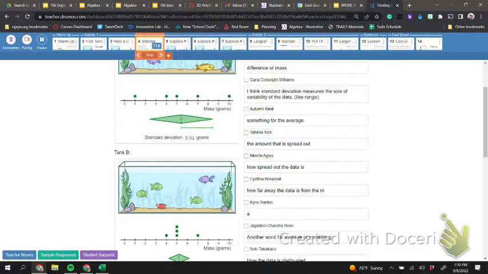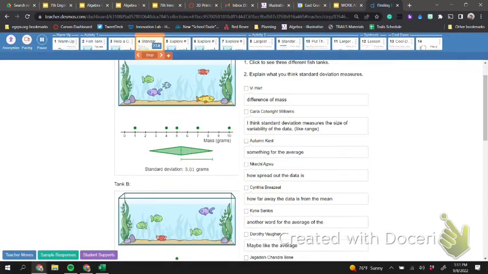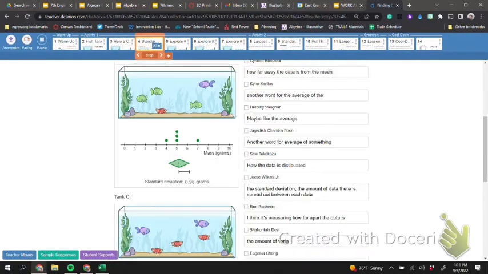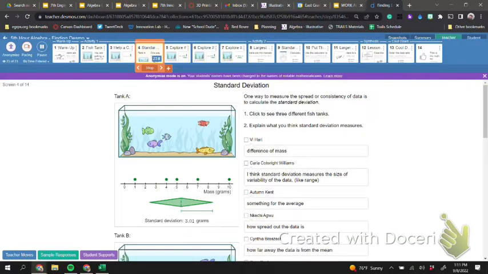So I'm just going to point out some of the answers here. Carla here said it measures the size of variability. Something for average, how spread out the data is, how far away from the mean. This person is looking like they're comparing it to the MAD, an average distribution, amount that's spread between each data. So we're just noticing, right? Big numbers maybe are spread out, small numbers are closer. That seems to be what a lot of people are thinking. So we're looking at distribution and variability is what it sounds like.